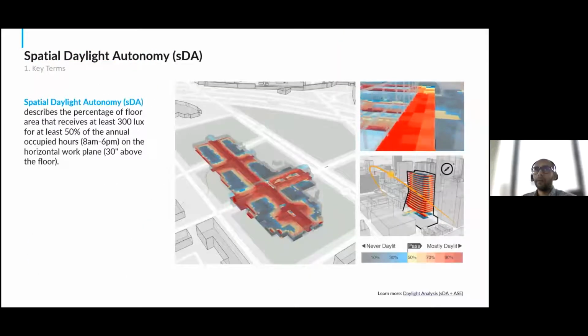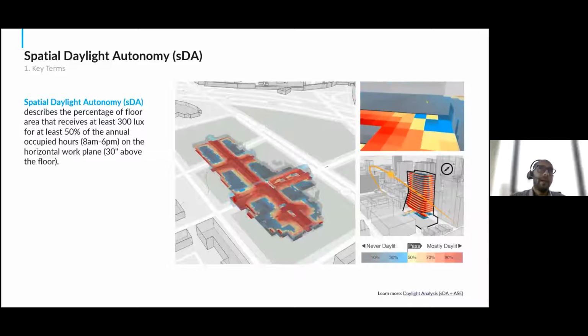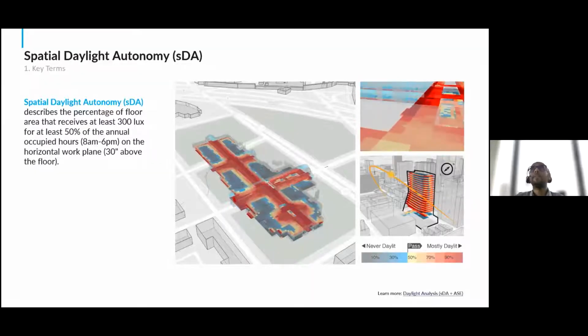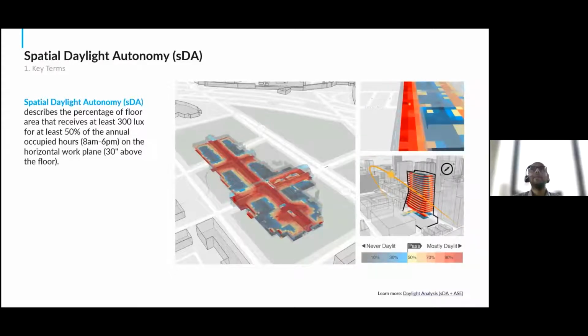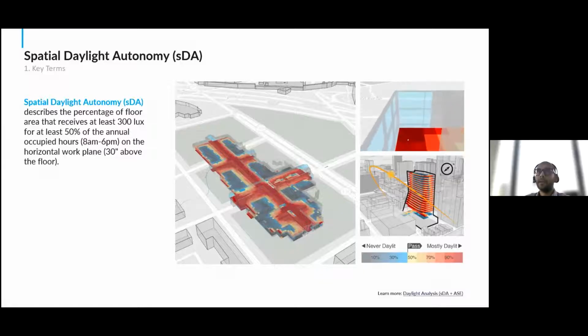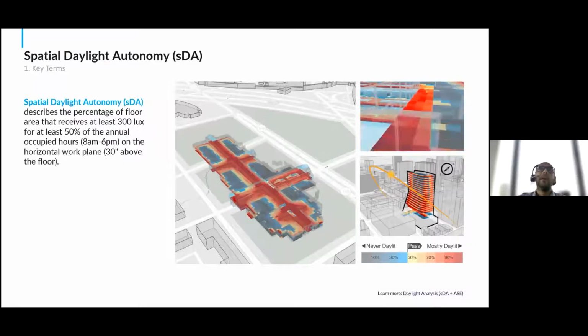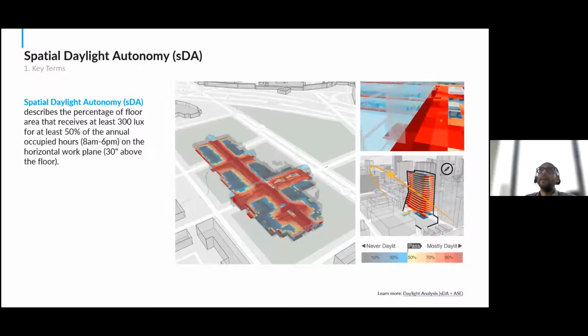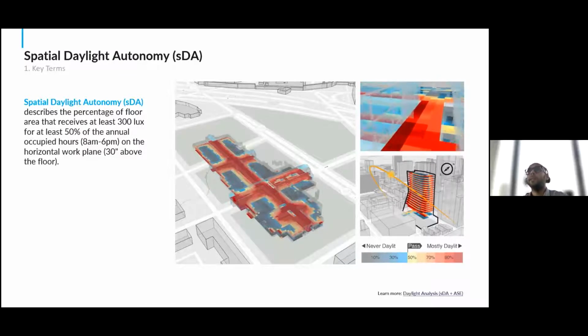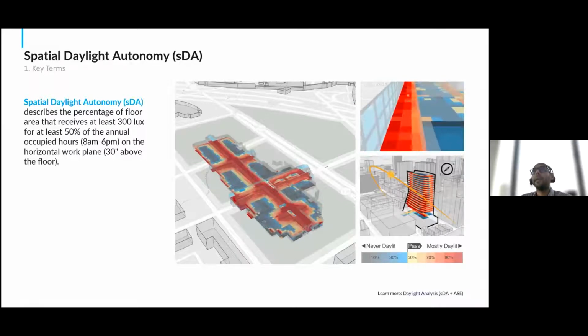The very first term we want to talk about is the spatial daylight autonomy, or SDA. The scientific definition of SDA is that it describes the percentage of floor space that receives at least 300 lux of daylighting for more than 50% of the annual occupied hours on the horizontal work plane, which is 30 inches above the floor. That's a very scientific definition. But what it basically means is that this metric tells you how much daylighting you are getting in the space. The higher the number is, the better daylighting you're getting in the floor space.